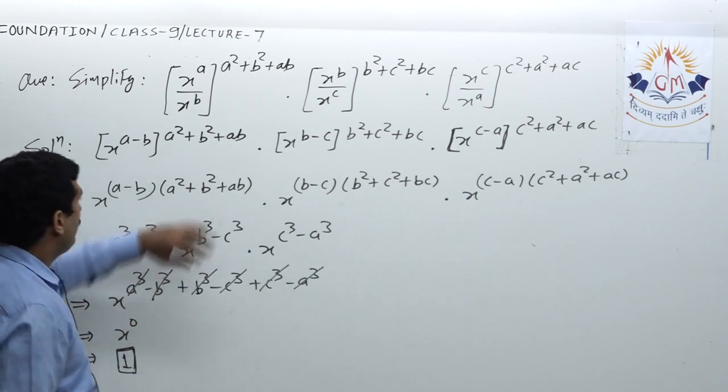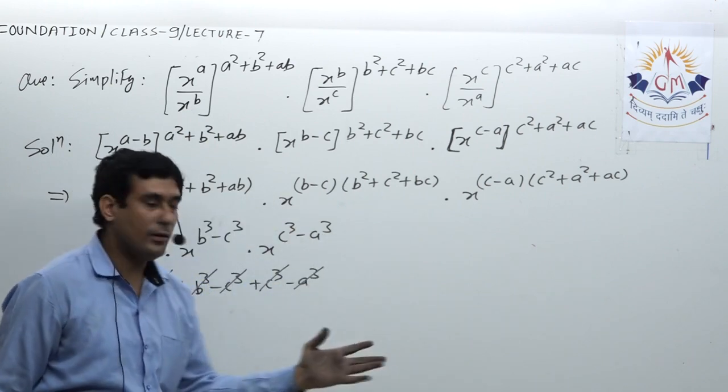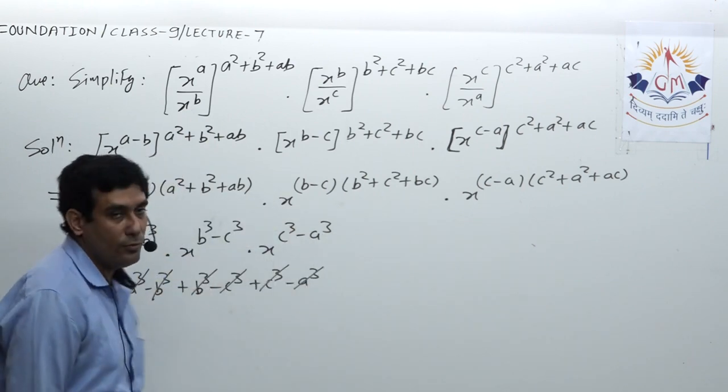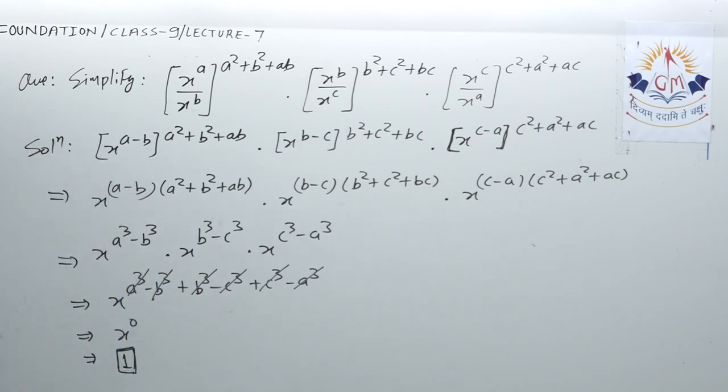Okay, so almost all terms will cancel out. Even if you multiply, the terms will cancel out, and ultimately you will get x raised to 0, which is equal to 1. So please note it down.